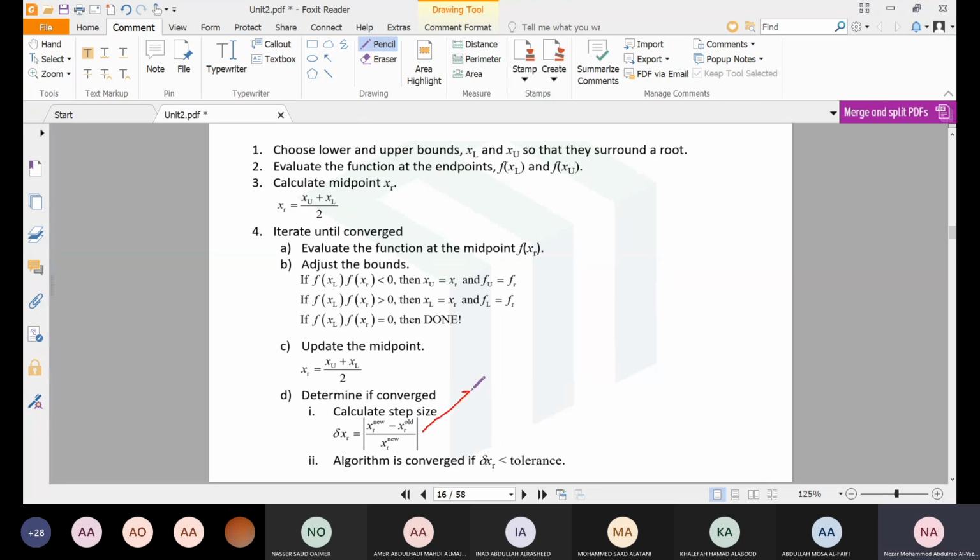But if you want to guarantee the convergence of the system, usually we consider the stopping criteria based on the percentage error, because the percentage error will give us more meaning, better than this value over 2 of the error. Okay, so it is better to consider this as the stopping criteria for you.